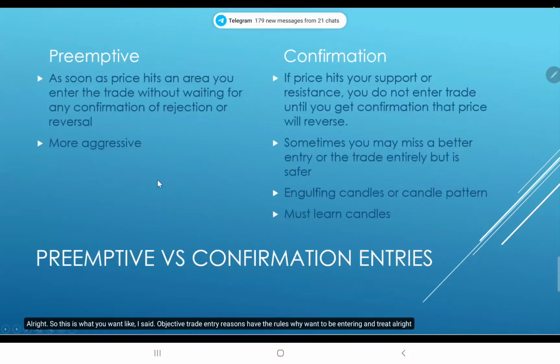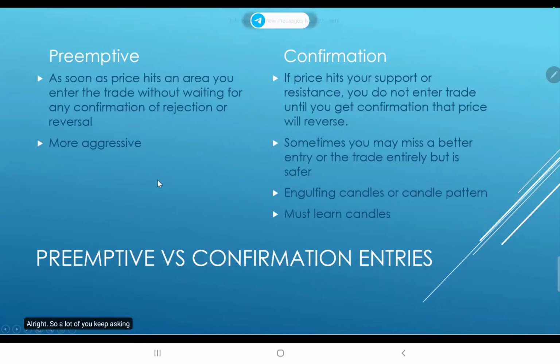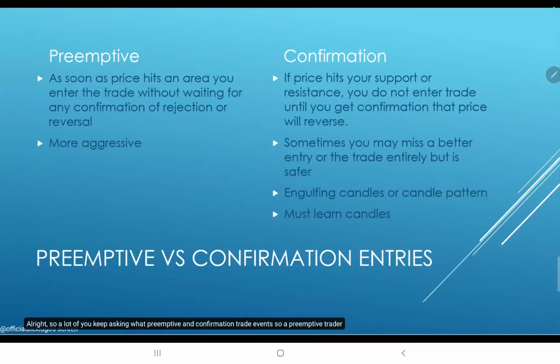All right, so a lot of you keep asking what preemptive and confirmation trading is. So a preemptive trader, I like to call them more aggressive traders. Preemptive traders are where price goes to your support and resistance level, and you enter the trade as soon as it hits that number. You don't wait for a rejection or a reversal or confirmation candle.